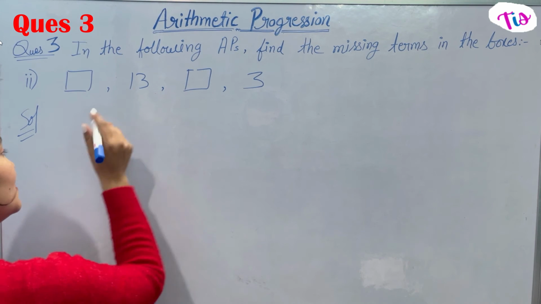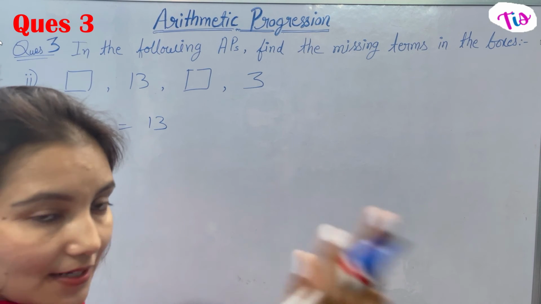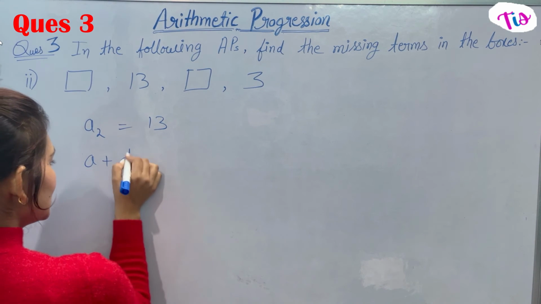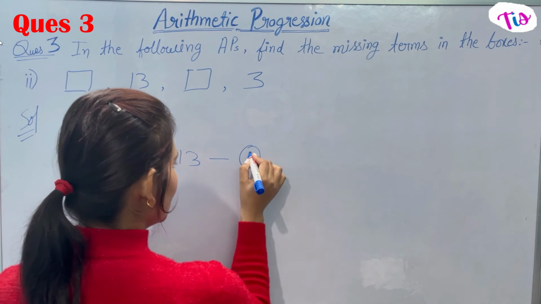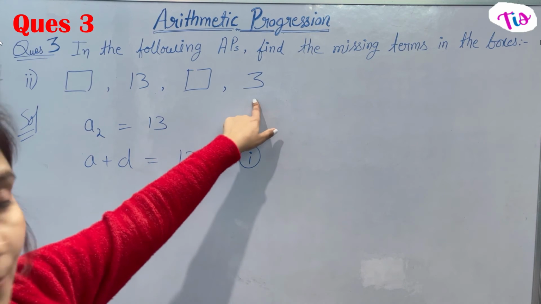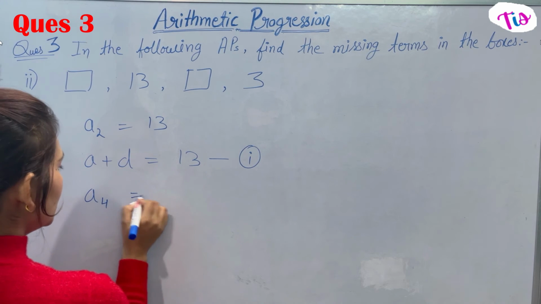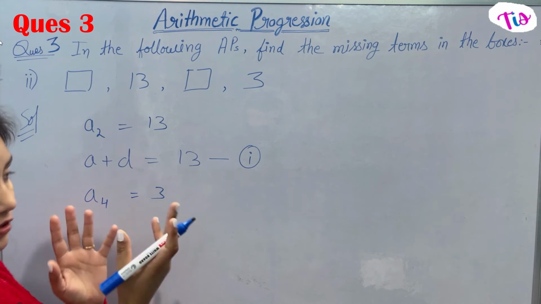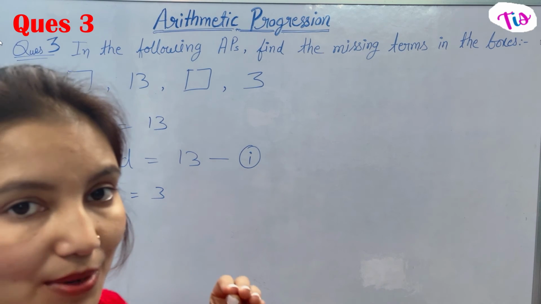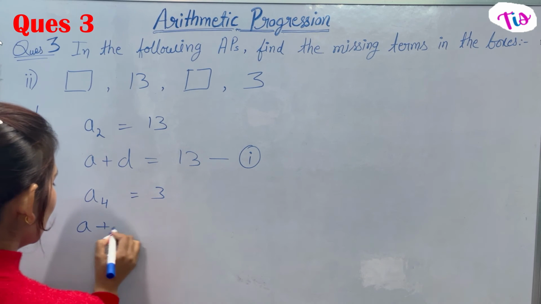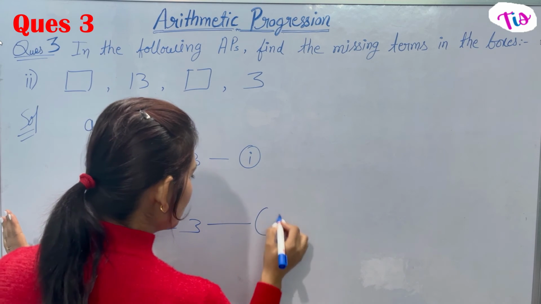So the second term is given, it means A2 is given. A2 means 13. And A2, the second term, is A plus d is equal to 13, right? So let's say this is your equation number 1. Now this is your fourth term. Fourth term means A4. So A4 is equal to 3, which means according to the general term of an AP, A4 means A plus 3d. So A plus 3d is equal to 3. Let's say this is your equation number 2.